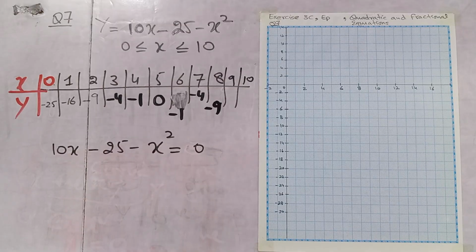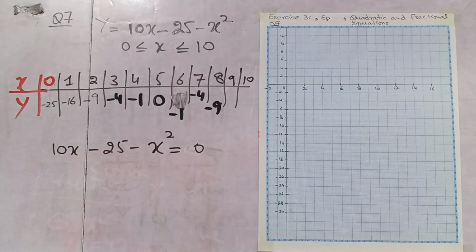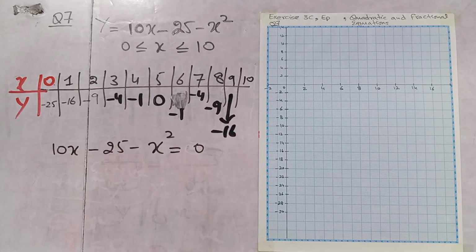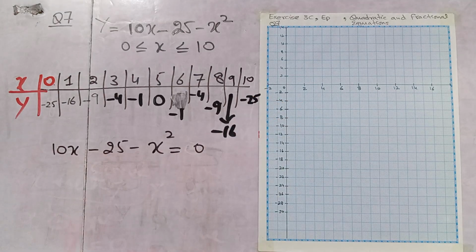10 multiply 9 minus 25 minus 9 square equals minus 16. So this is minus 16, and at 10 it will be 10 multiply 10 minus 25 minus 10 square, and that will be minus 25. Okay, so now I will plot these points on the graph paper, and let's see what happens.